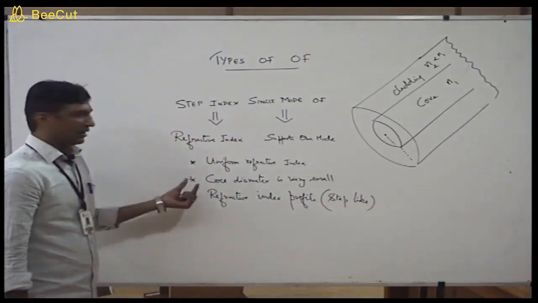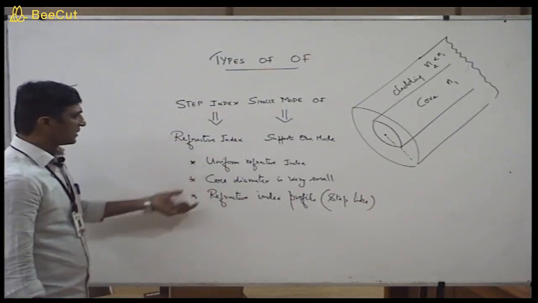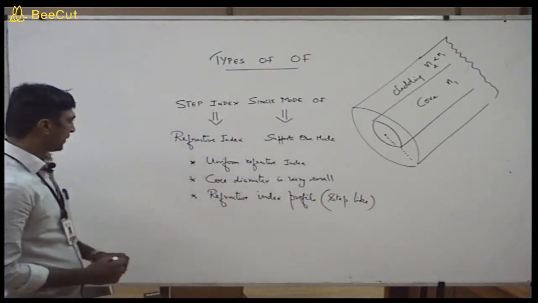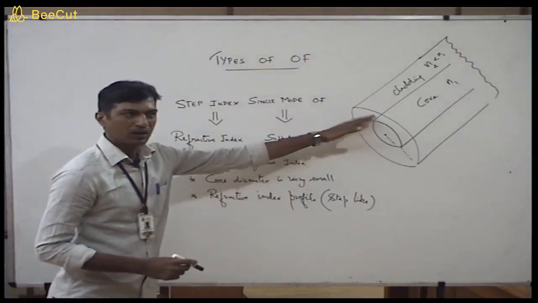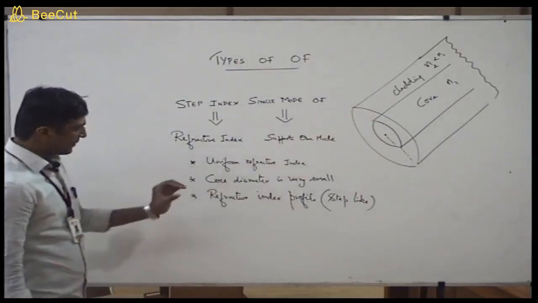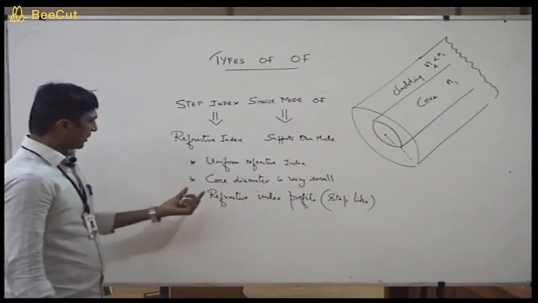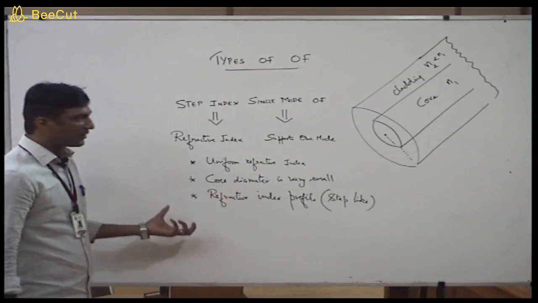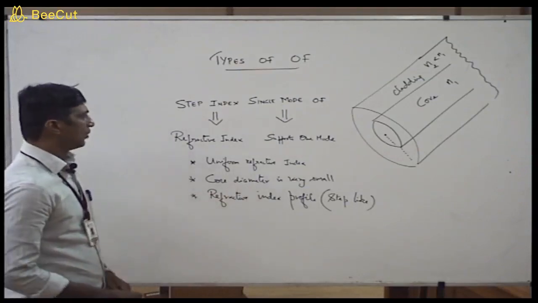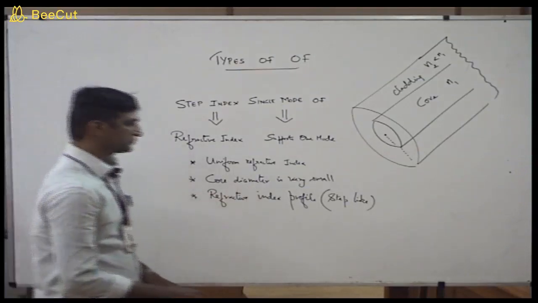So these are a few features of the step index single mode optical fiber. The refractive index is uniform in the core and in the cladding. The diameter of the core is very small. The refractive index profile is step-like. These are the certain features of this single mode optical fiber.